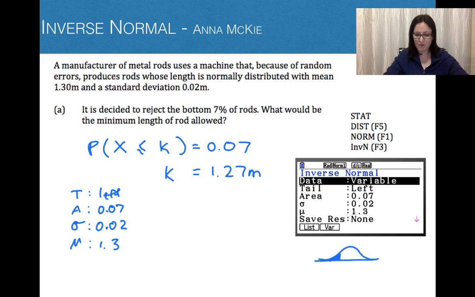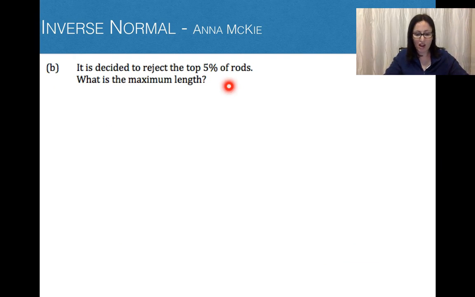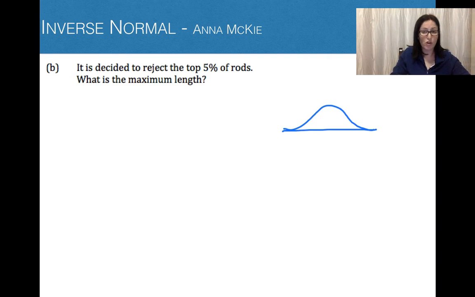Part B of this question. It is decided to reject the top 5% of rods. Now what is the maximum length? So the similar process here. Draw yourself a picture. Try and understand what you're working out.